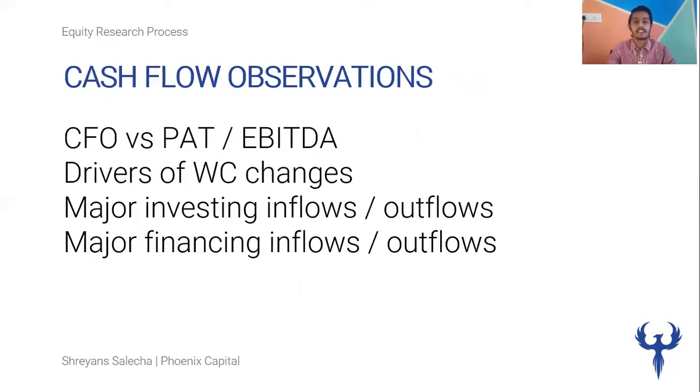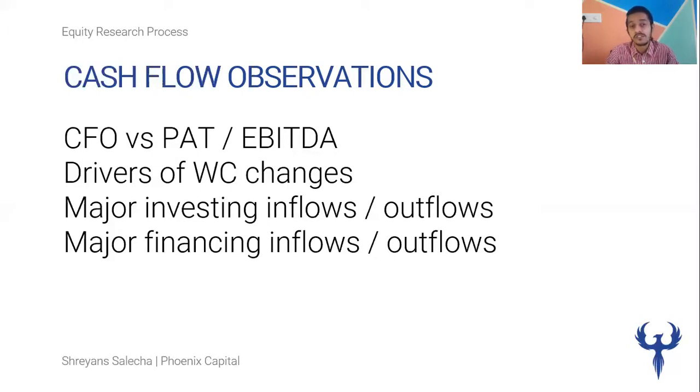Okay, now we have the cash flow observations. With cash flow observations, there's not a lot, but a lot of this would be comparing it to the P&L or the balance sheet. So the first thing is CFO versus PAT or EBITDA. This is again something that we did in the forensic checks, right? So this is something that you can take a look at, and you could observe the broad trend of the growth rates of these as well.